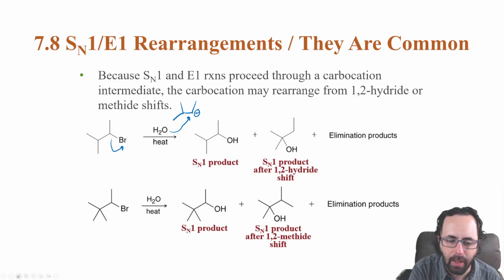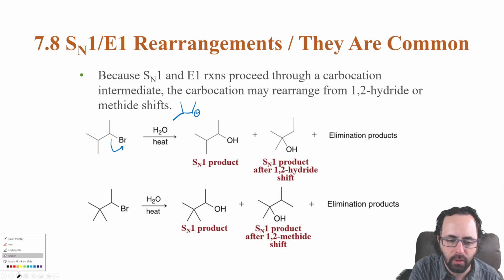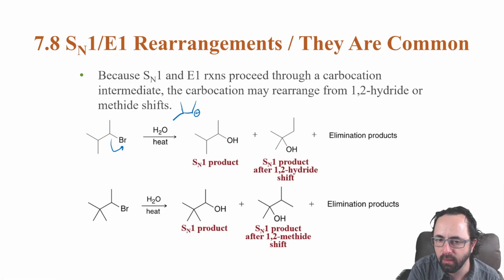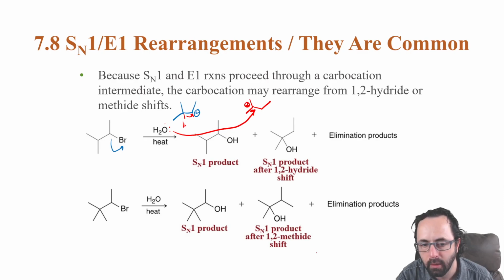So before that happens, you could end up with a hydrogen here, and this has 3 bonds to carbon, it has 1 hydrogen. This hydrogen could shift over here, and that would leave us with a tertiary carbocation, which is much more stable, and then the water could attack. So this water then could attack right here, and then we would get this secondary product.